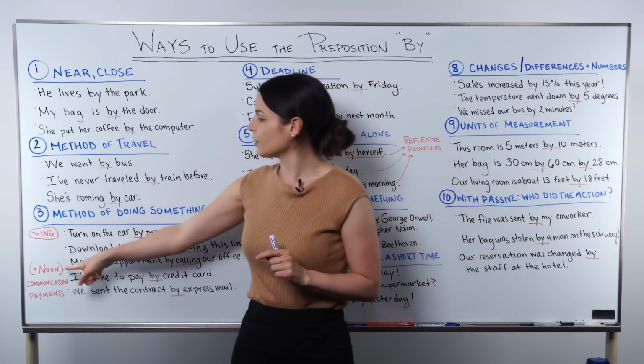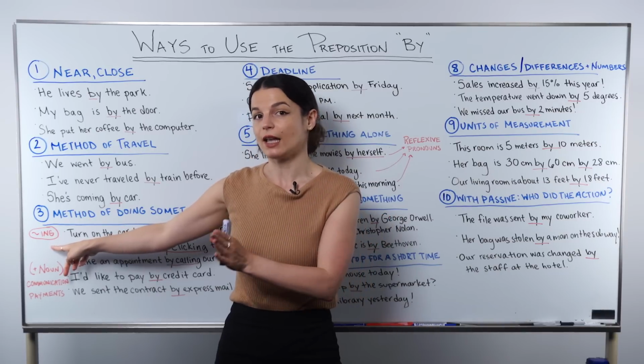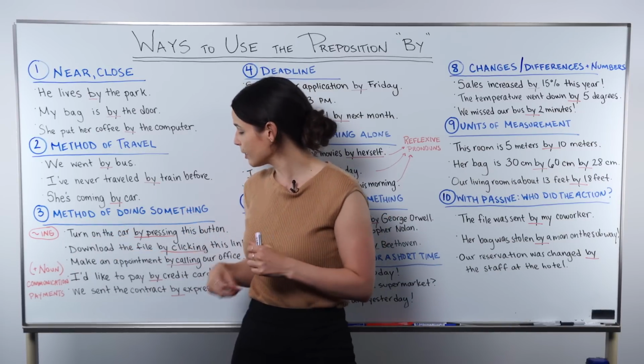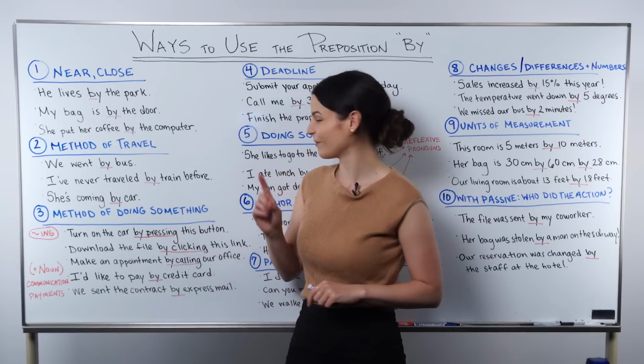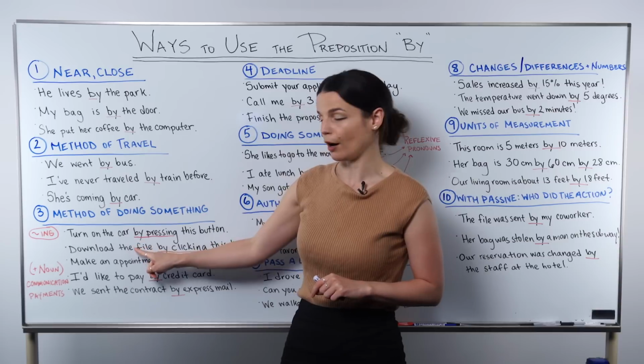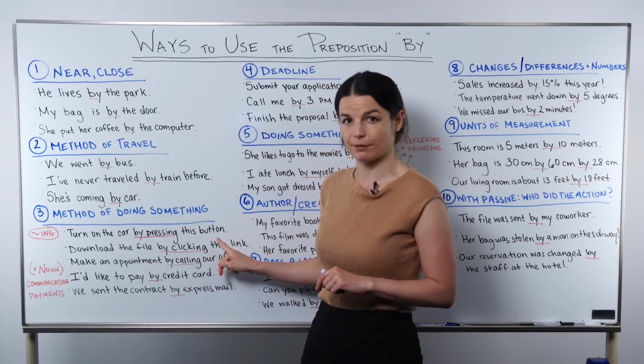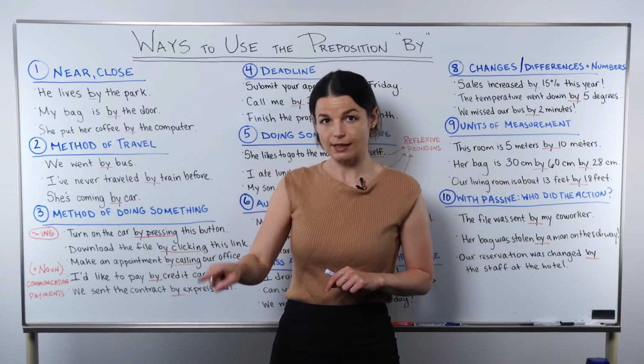The first one is using by before an ing word. This is a way of expressing the process of something. Let's look at some examples. First, turn on the car by pressing this button.